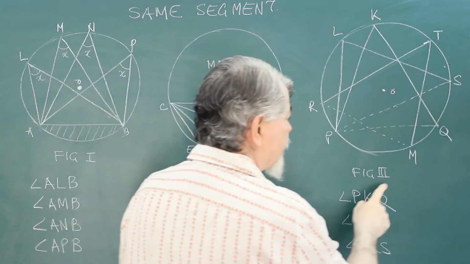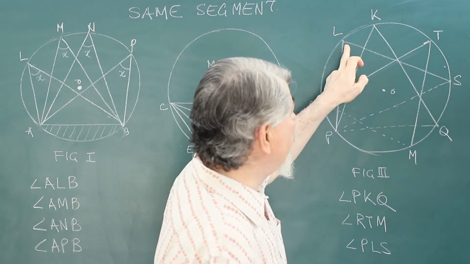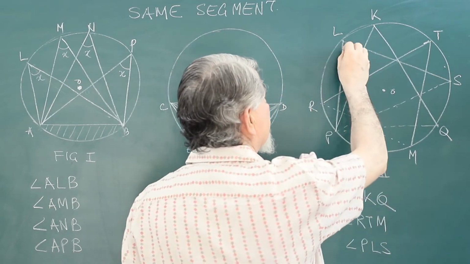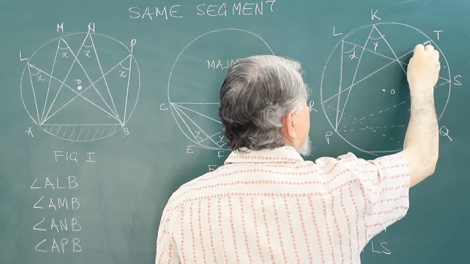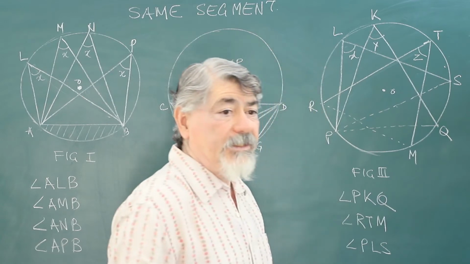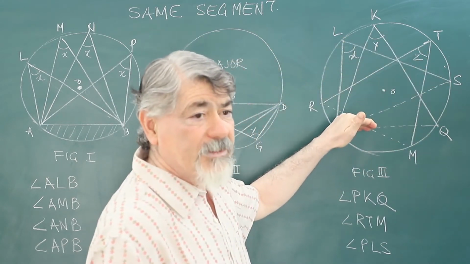But here, if you see in the third figure, these angles are not going to be equal. If this is X, this may be Y, this may be Z. They are not going to be equal because they are not angles in the same segment.